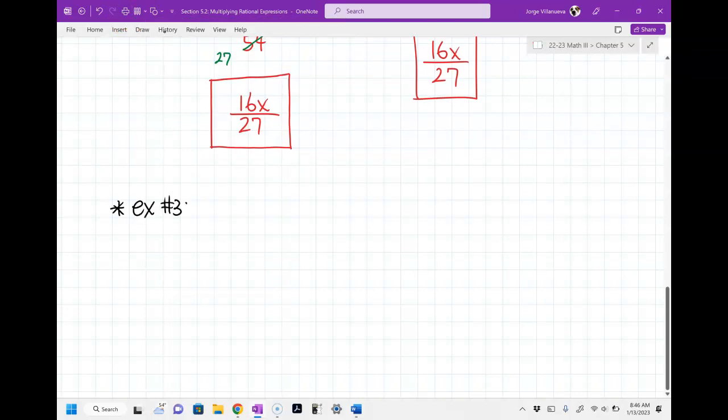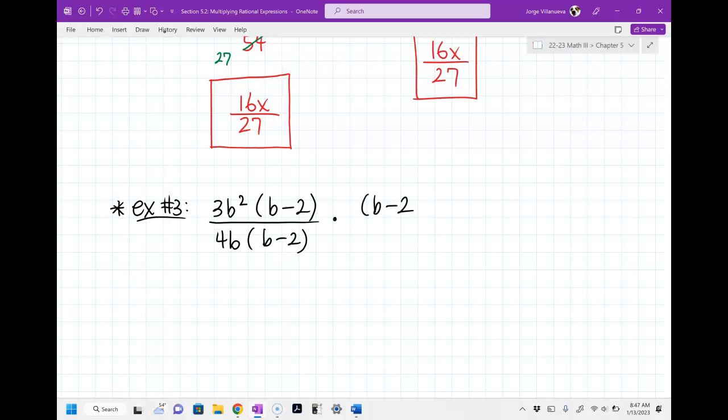Example number 3. So 3b squared times b minus 2 over 4b times b minus 2 times b minus 2. By the way, in your homework problem, they don't actually use a parenthesis there. They just leave it like that. But anytime I see a binomial, I always like to put parentheses around it. So that b minus 2, I'm going to put parentheses around it.